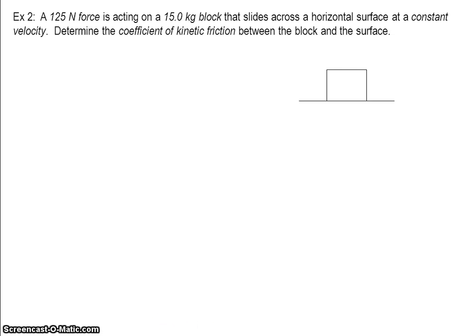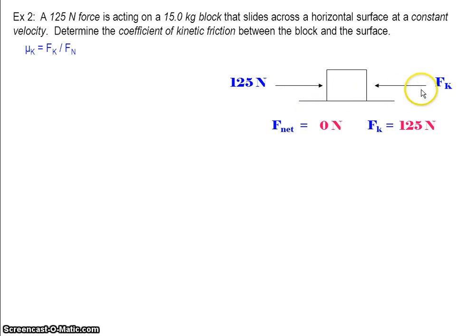Look at our second example. We have 125 newton force acting on a 15 kilogram block. It's now sliding at a constant velocity. We're determining the coefficient of kinetic friction. So we're looking for mu k in this one. So if we're solving for mu k, it's Fk over Fn. How do we find the sliding friction? Well, how is it moving? Constant velocity. So that should tell us something about the acceleration. It's 0. So therefore, the net force is 0, and the forces in the direction of motion equal the forces opposing motion. So therefore, Fk equals 125 newtons.